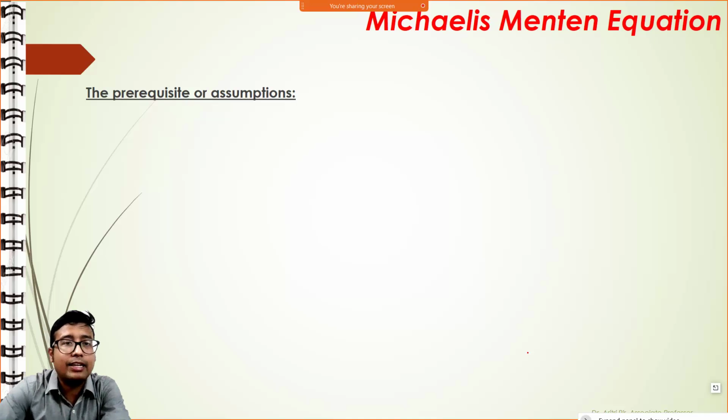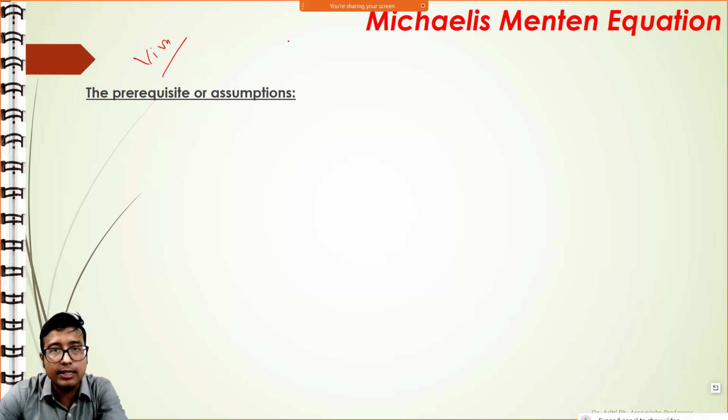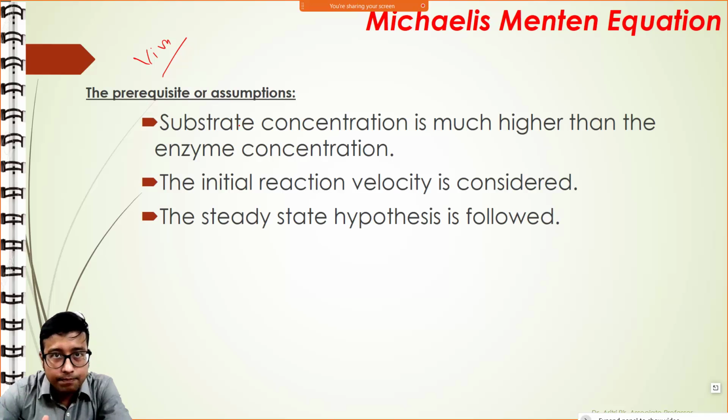Now, this is very important for Viva, extremely important. What are the assumptions or prerequisites for Michaelis Menten equation to be true? So, there are 3 prerequisites or 3 assumptions. So, what are they? This, right? So, number 1, the substrate concentration is much higher than the enzyme concentration. This is absolutely important. This you need to remember.